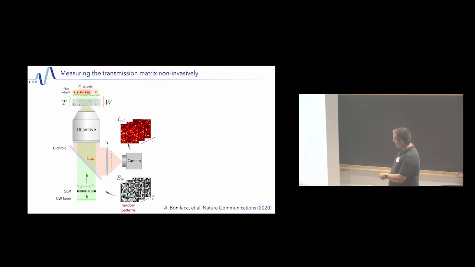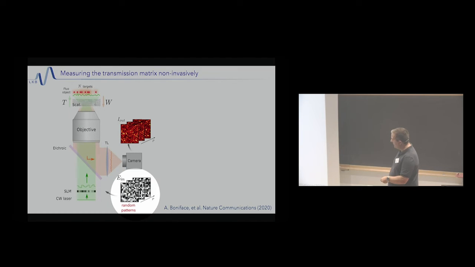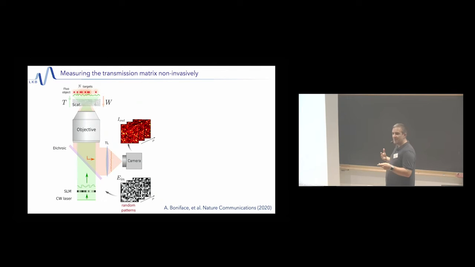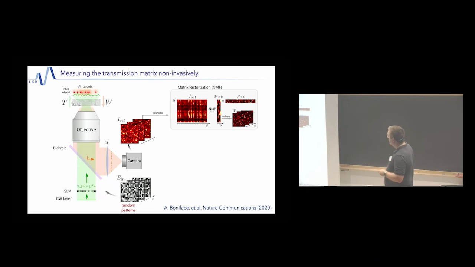So what we did was send many random patterns with the spatial light modulator. For each of these random patterns, we measure the intensity speckle on the camera. So low contrast, because, of course, I'm always exciting multiple beads. Okay? So the first part is to play the same trick as before, the non-negative matrix factorization.